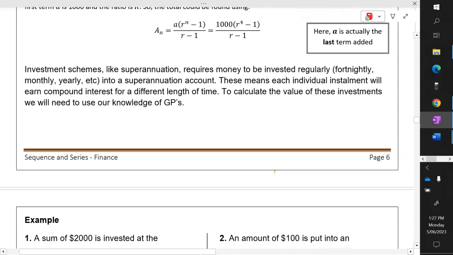Investment schemes like superannuation require money to be invested regularly. So it might be fortnightly, monthly, or yearly. If you're working and being paid fortnightly, you're generally adding money, or your employer is adding money, to your superannuation fund every fortnight. This means each individual instalment will earn compound interest for a different length of time. So to calculate the value of these, we need to use our knowledge of the geometric progression.